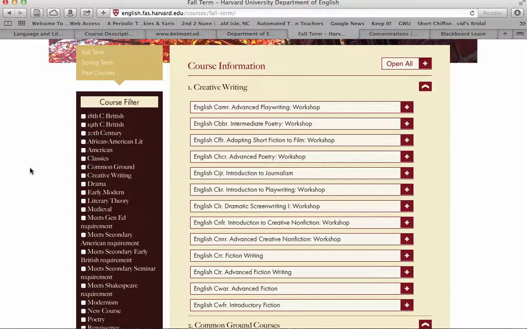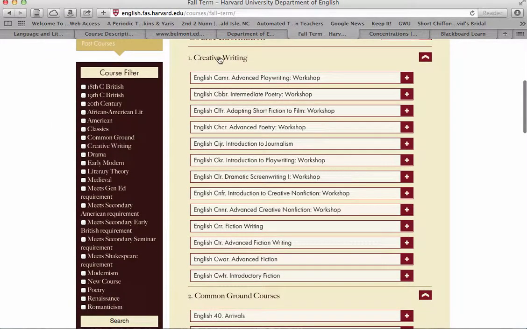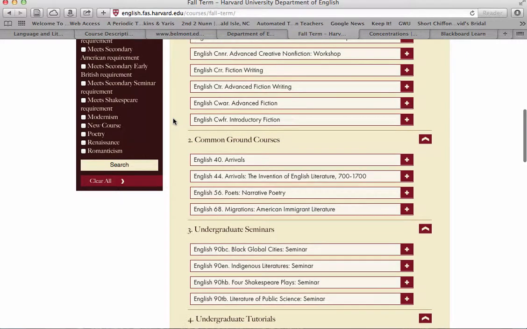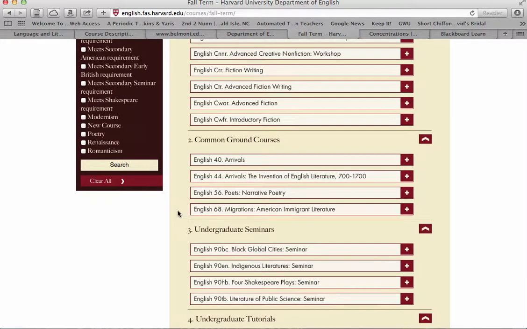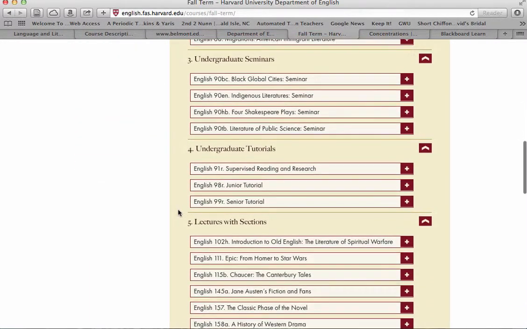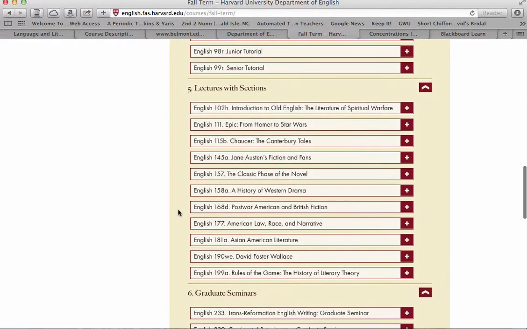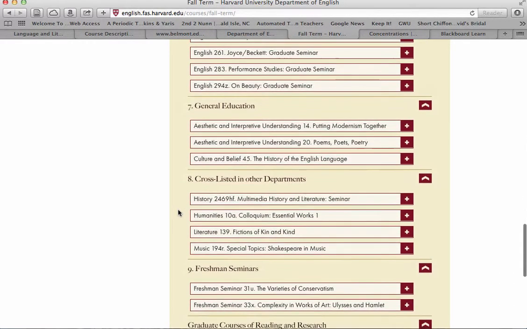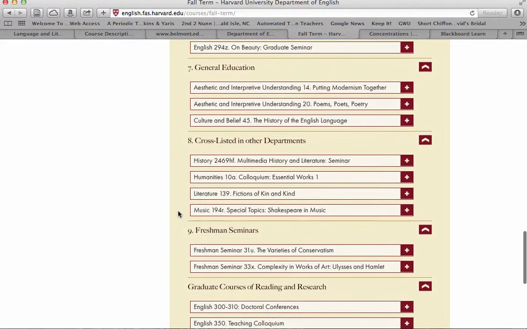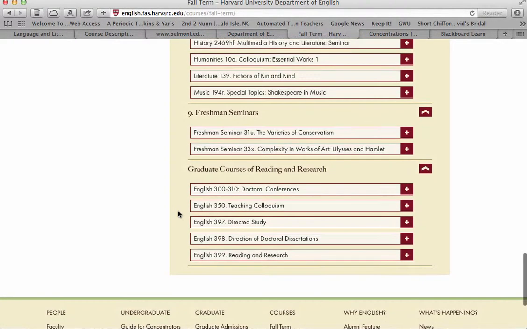And so when I started looking through their courses, we have categories like creative writing, common ground courses, which you can click on some of these drop down buttons and get some additional information there. Lectures with sections, graduate seminars, general education, and then cross-listed in other departments. So it's very unique, it's different, and it's a different language.